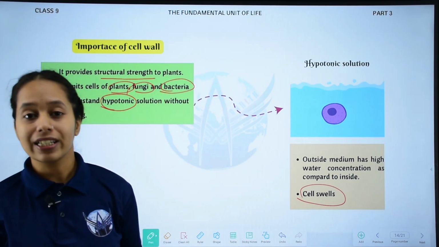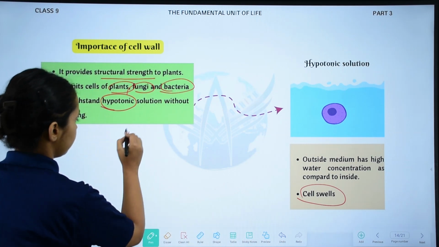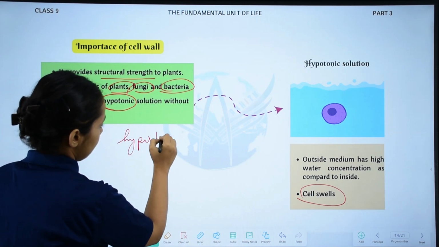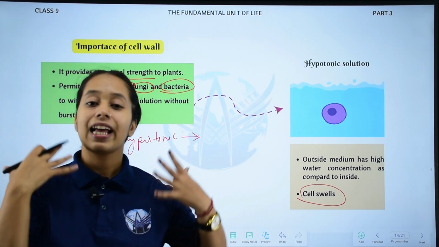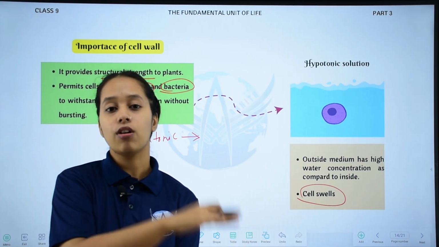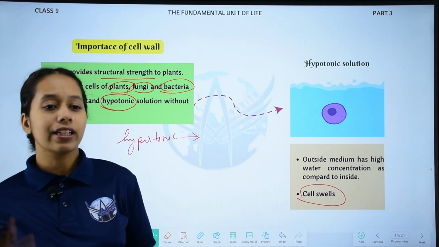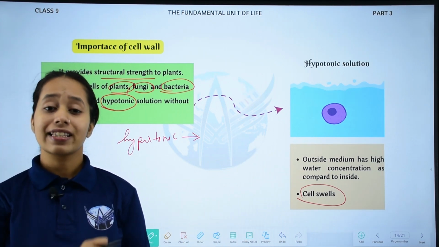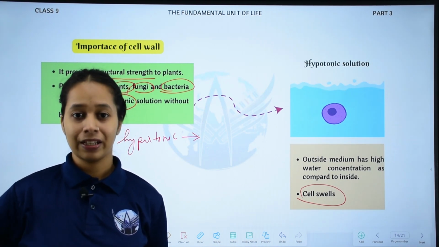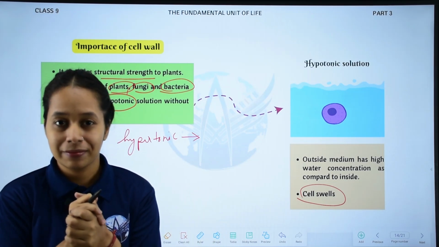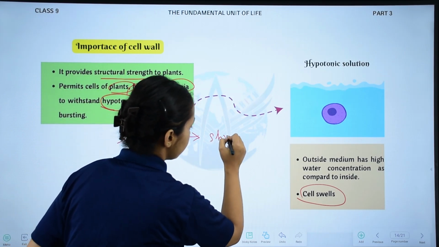This is hypotonic solution. Remember hypertonic solution? In hypotonic solution, the cell swells. In hypertonic solution, the reverse takes place. The outside medium has lower concentration of water as compared to the inside medium. As a result, the cell will lose water, allowing water to move out. As a result, the cell will shrink. So what is hypotonic? The cell will swell. What is hypertonic? The cell will shrink.